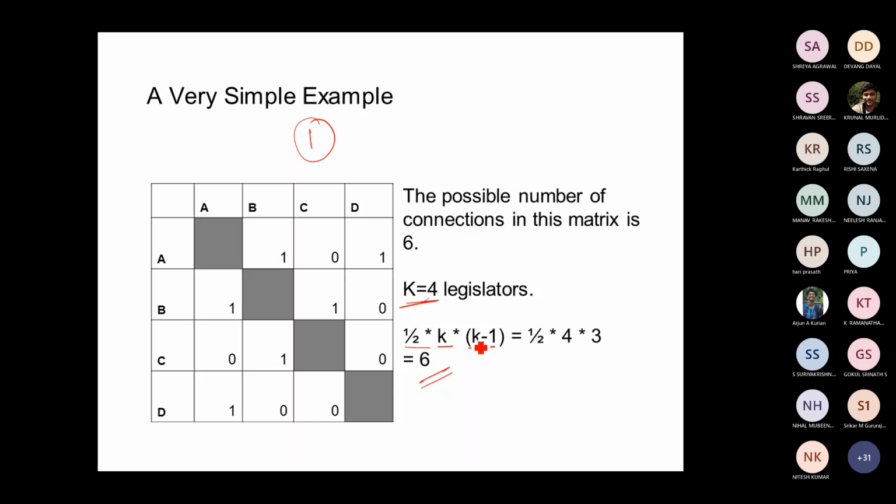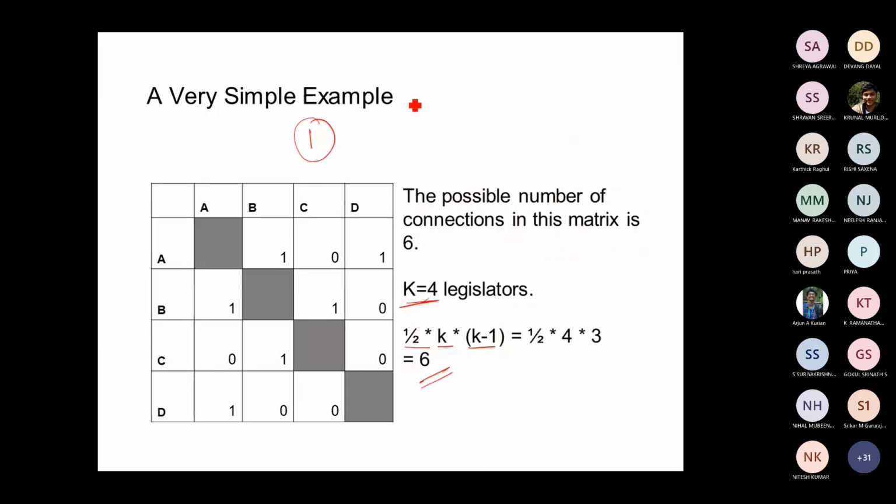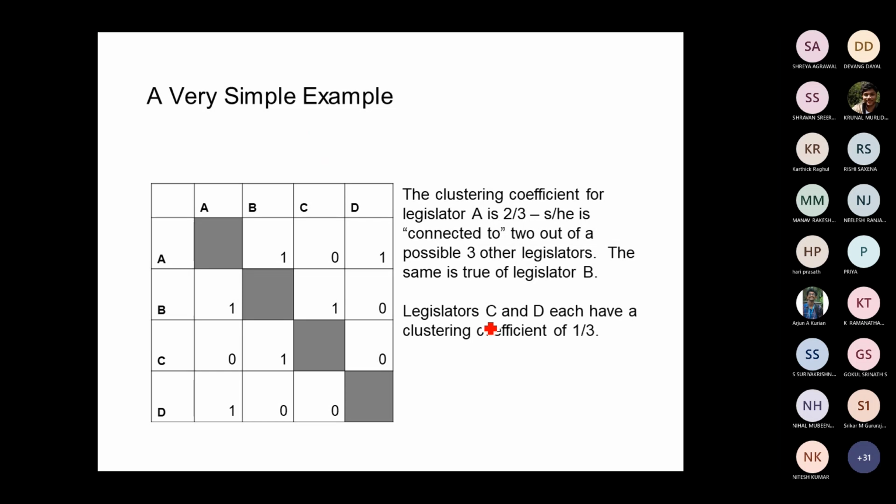See, this is not available. 1, 2, only 3 connections are available. This one is virtual. It is not really available, but the possibility is there. So this is how you can find out the total number of connections. Given a graph, if they ask you the possible number of connections this graph can have, you can make use of this formula. So 6 possible connections are there.